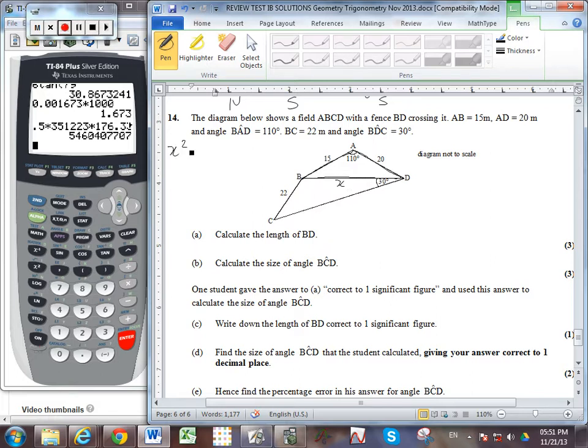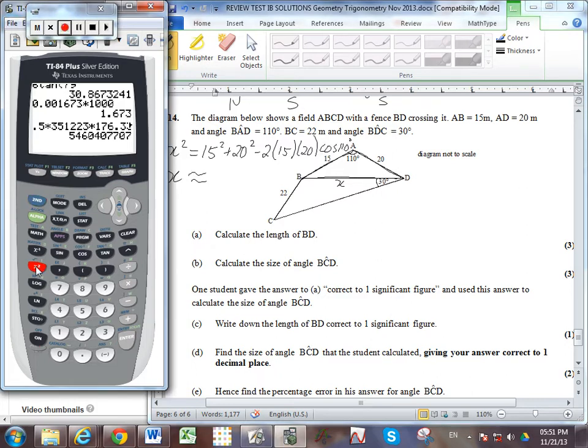Because I'm looking for a side, let's use the first version of the cosine law. 15 squared plus 20 squared minus 2 times 15 times 20 times the cosine of the angle in between. Okay, and then I'm going to take the square root of all of this. See what I get. Square root of 15 squared plus 20 squared minus 2 times 15 times 20 times the cosine of 110 degrees.